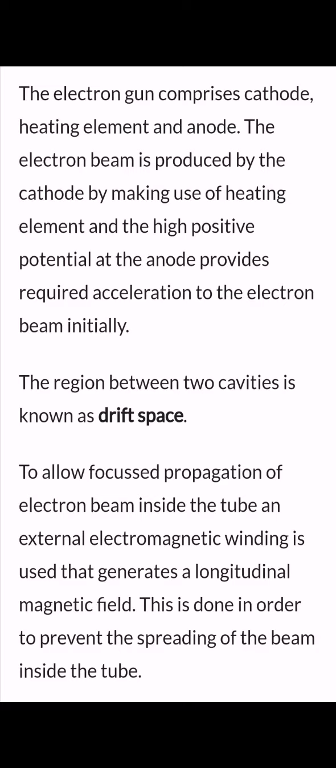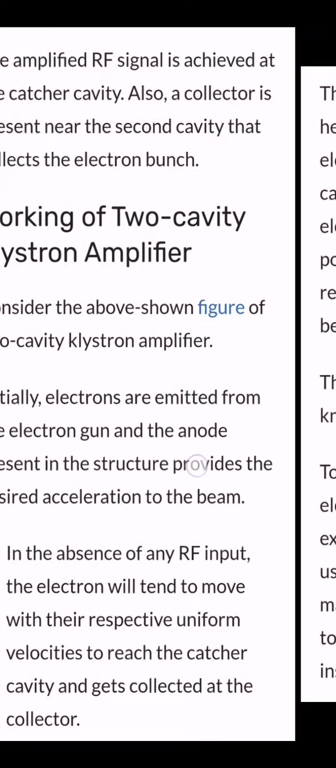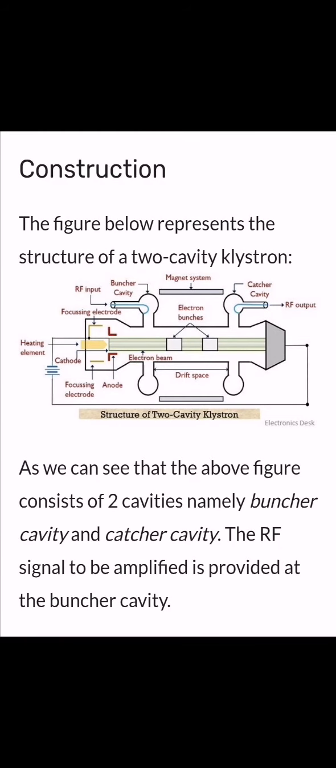To allow focused propagation of the electron beam inside the tube, an external electromagnetic winding is used that generates a longitudinal magnetic field. This is done in order to prevent the spreading of the beam inside the tube. The amplified RF signal is achieved at the catcher cavity. Also, a collector is present near the second cavity that collects the electron bunch, which you can see in the diagram.